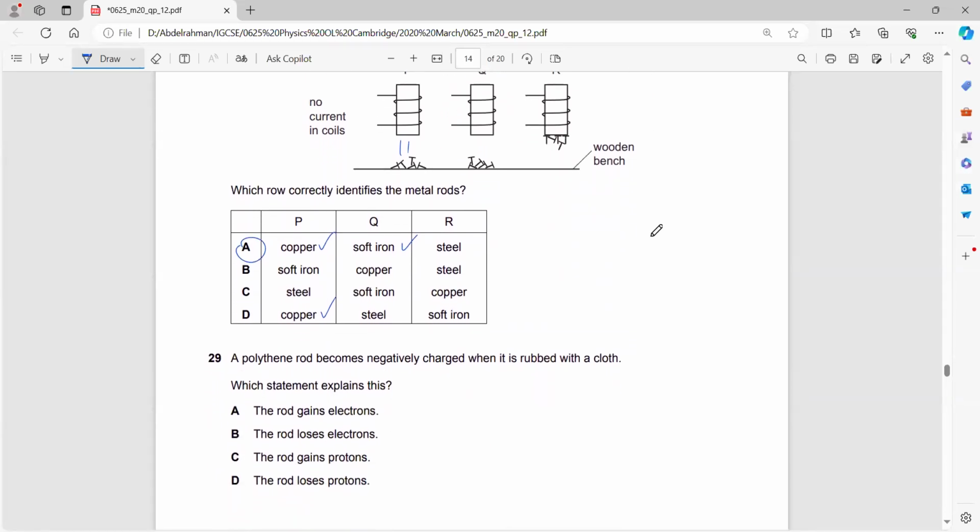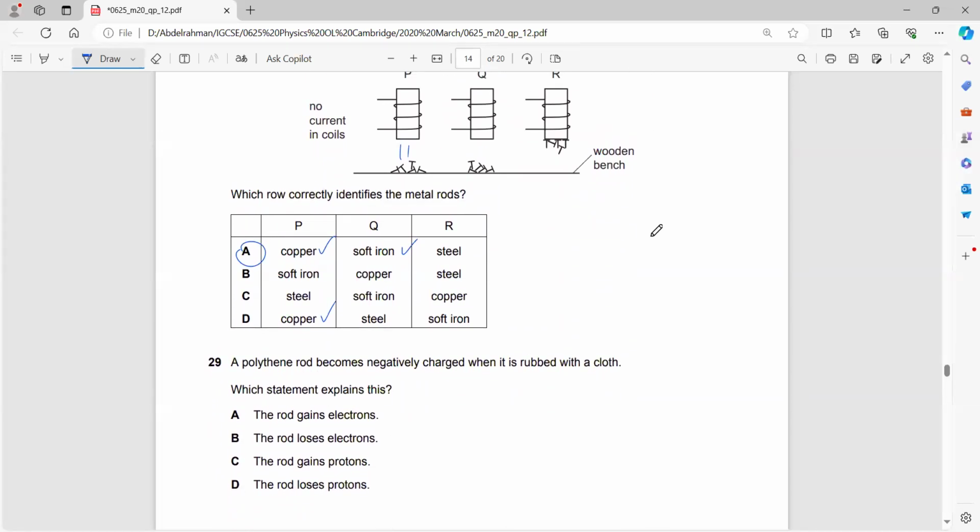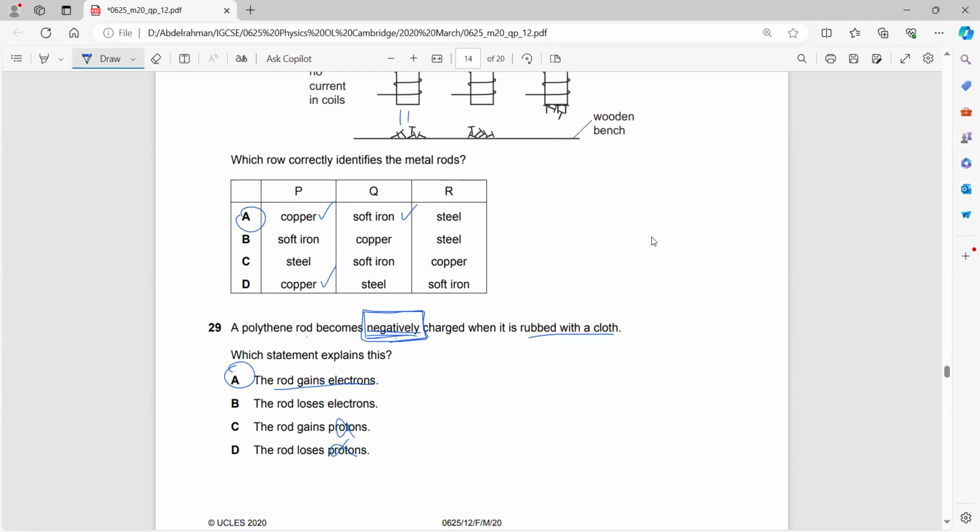A polythene rod becomes negatively charged when it's rubbed with a cloth. Which statement explains this? Why is it negatively charged? The rod, negatively charged, has to gain electrons. Quite easy. Again, we know that it cannot gain or lose protons.